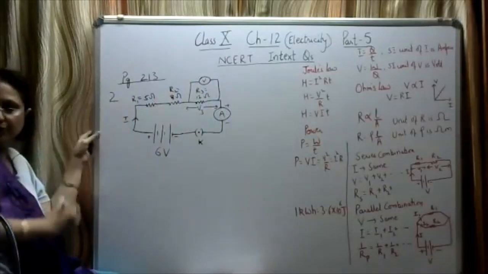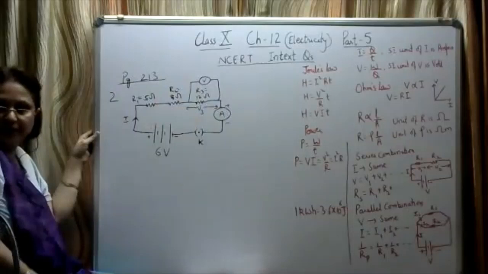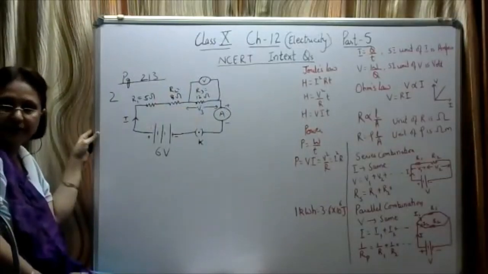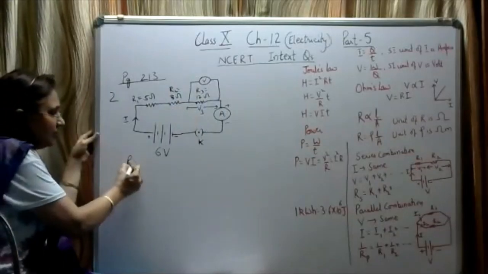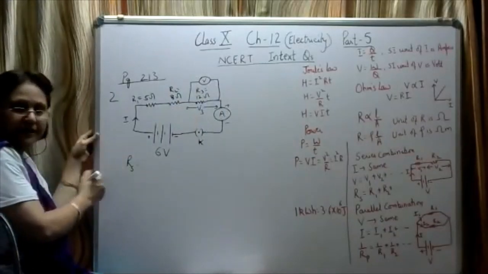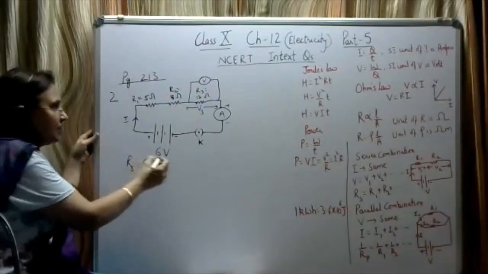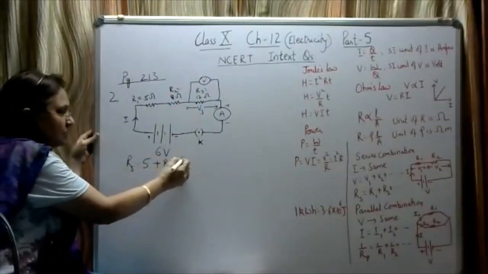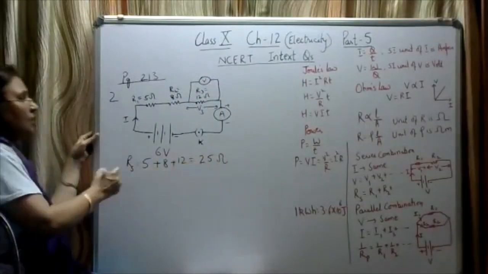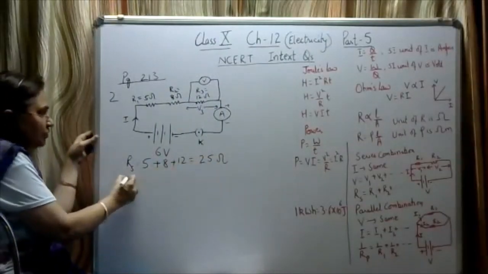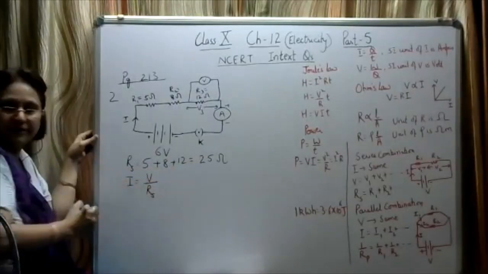Okay, this is question number 2. So here V3 and I have to be determined. So for determining I, let us find out the equivalent resistance. As you can see in the figure, all 3 resistances are connected in series. So the equivalent resistance is R1 plus R2 plus R3, that is 5 plus 8 plus 12, which is equal to 25 ohms.